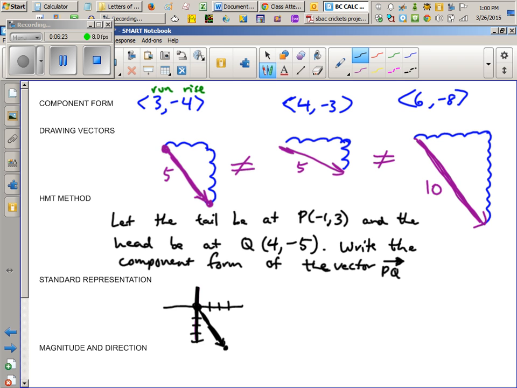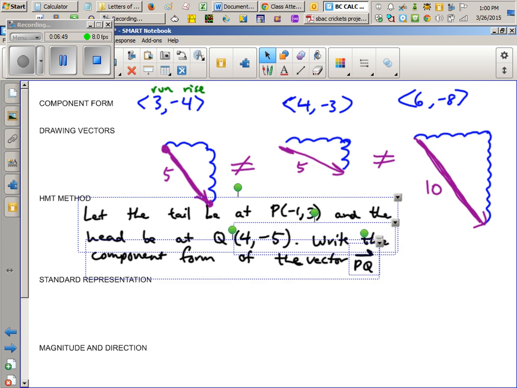Okay, that's actually the symbol for ray PQ. If you want vector PQ, you're supposed to just kind of do a half arrow like this. Like that. Okay, so what does the vector PQ look like? Well, you would want to find the actual run and rise, you see. So how would you find the run and rise?